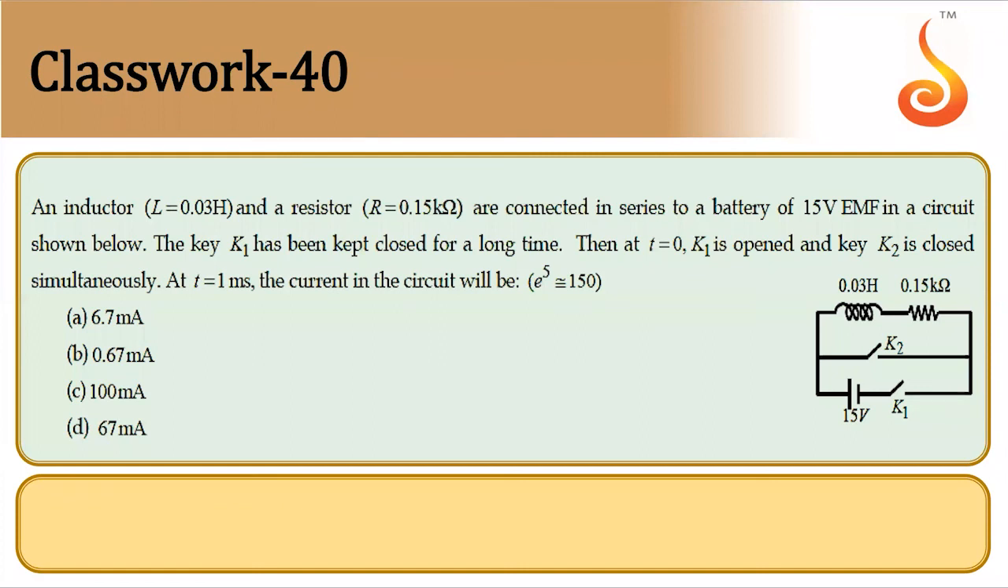An inductor 0.03 Henry and resistor 0.15 kilo ohm are connected in series to a battery of 15 volt EMF in a circuit shown below. The key K1 has been kept closed for a long time. Then at t is equal to 0, K1 is opened and K2 is closed. At t is equal to 1 millisecond, current in the circuit will be given e power 5 is around 150. You need to find at t is equal to 1 millisecond, what is the current?